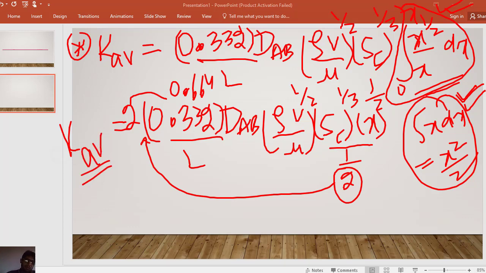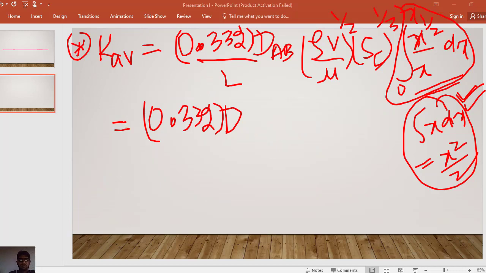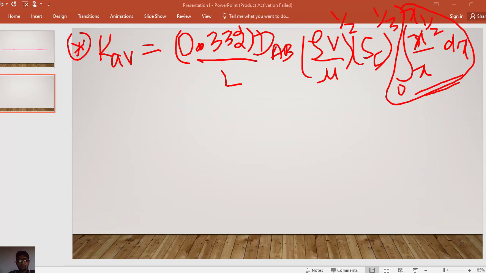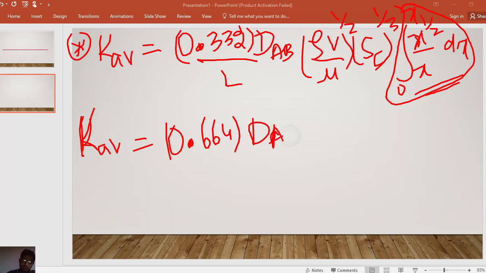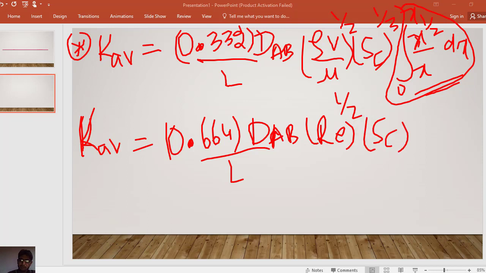Now suppose this is equation number n. Further simplifying equation number n, we will get the average mass transfer coefficient as 0.664 into diffusivity of A and B divided by L into the Reynolds number to the power 1 over 2 and Schmidt number to the power 1 over 3.